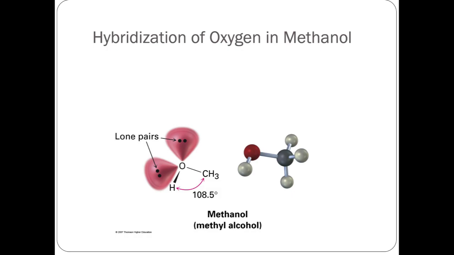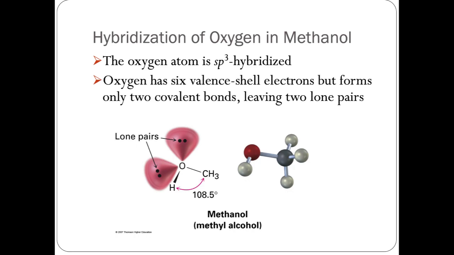Hybridization of oxygen in methanol. The oxygen atom is sp3 hybridized. Oxygen has 6 valence shell electrons but forms only 2 covalent bonds, leaving 2 lone pairs.